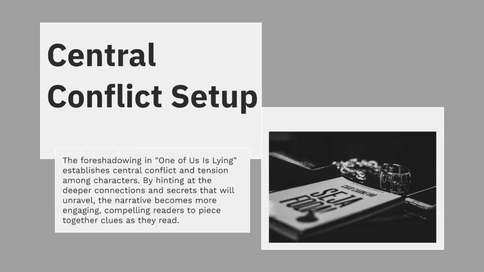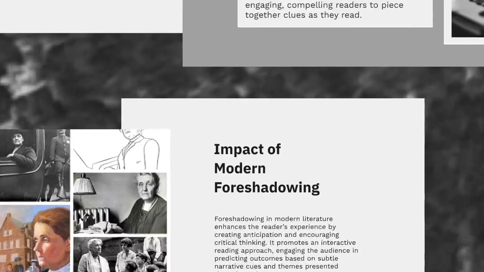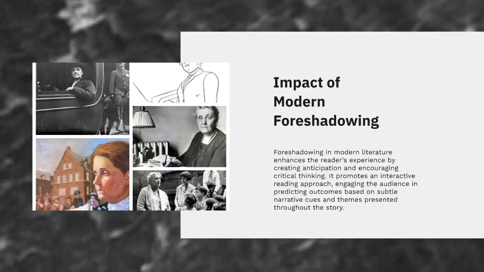The foreshadowing in One of Us Is Lying establishes central conflict and tension among characters by hinting at the deeper connections and secrets that will unravel. The narrative becomes more engaging, compelling readers to piece together clues as they read.